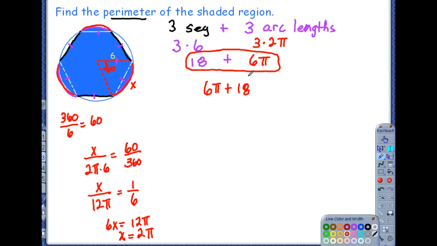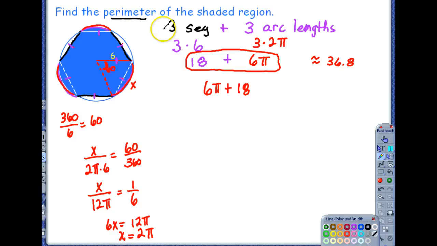Now, if there had been units, then we would want to type 6 pi plus 18 into our calculator and get like 36.8. But we're not going to worry about that on this one because they did not give you units. It was supposed to be exact. I said there was another way you could find those arc lengths. We just found one of them, and since they're all the same, we just multiplied by 3. Seems easy enough, right?